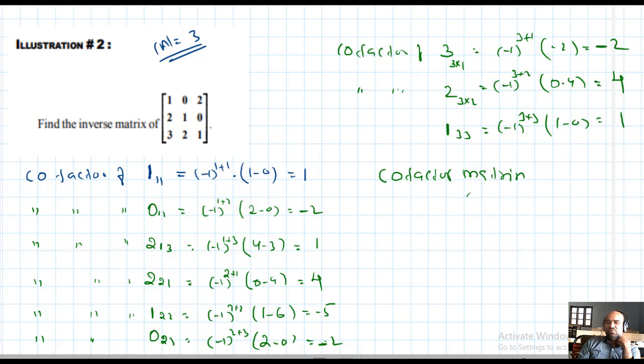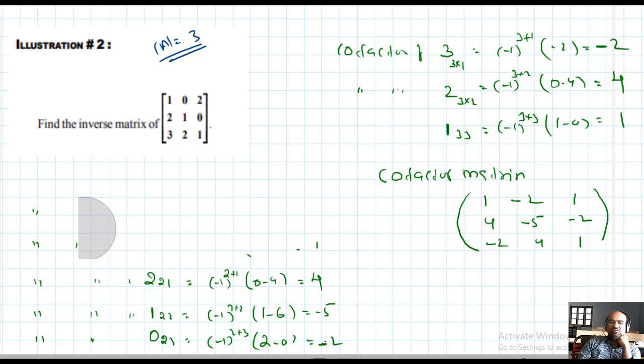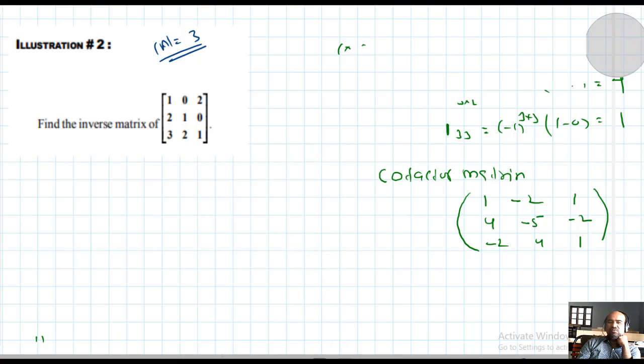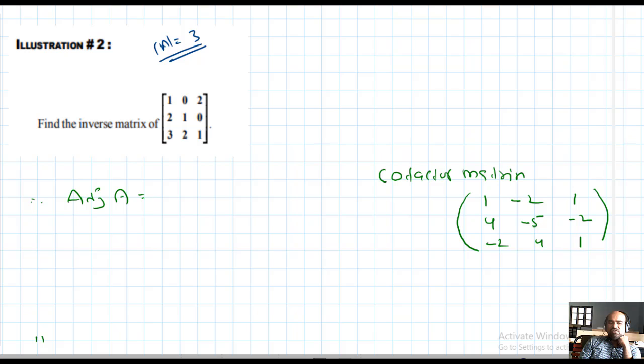After that I will write its transpose. 1 minus 2 1, 4 minus 5 minus 2, minus 2 4 1. Okay. Next I want to write the adjoint matrix now. Therefore adjoint matrix adj A equals transpose of this matrix: 1 4 minus 2, minus 2 minus 5 4, 1 minus 2 1. Okay. Now you got the adjoint matrix.